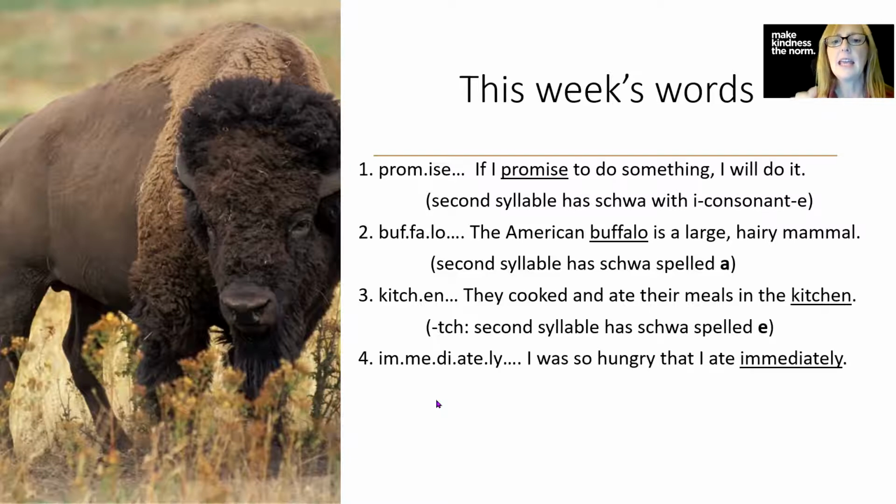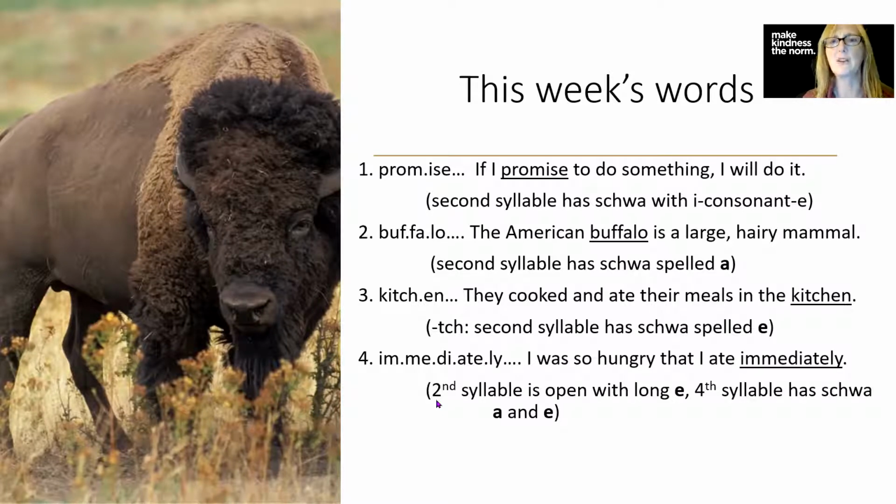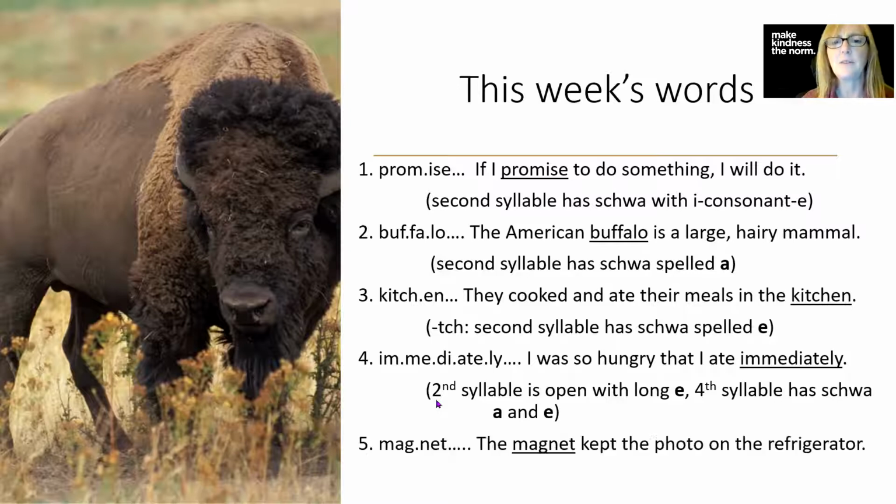Immediately, immediate. There it is. There it is in that third syllable. Fourth syllable, sorry. Immediate. There it is, the fourth syllable. The schwa sound is spelled with the A and the silent E together.